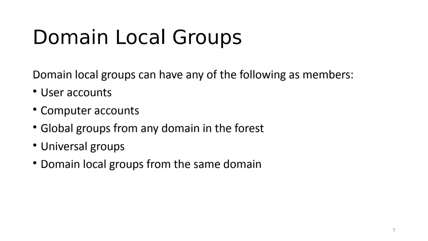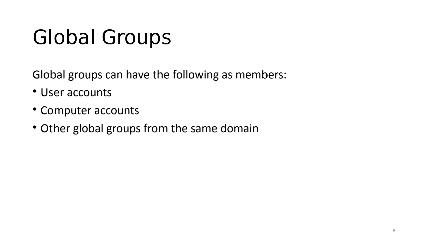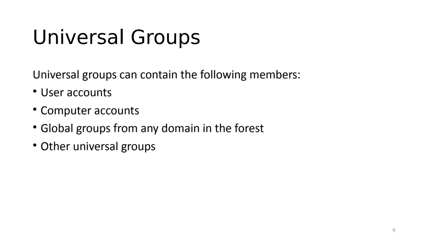Here, what can be a member of a domain local group? If you can see here, we can have users, computers, global groups, universal groups, and domain local groups from the same domain. In the global group, we are limited to the same domain. You have to remember that: same domain. The universal group can have members from any domain in the forest or other universal groups.